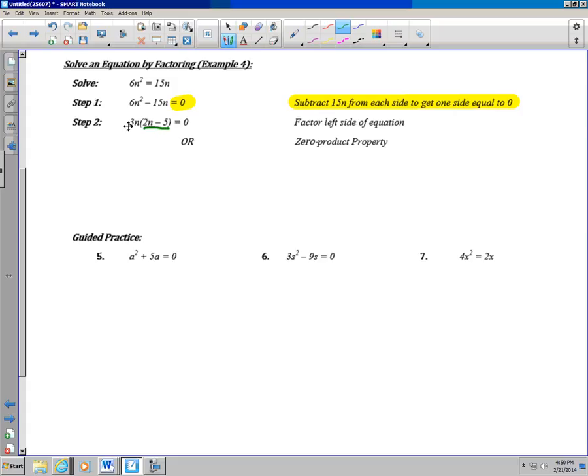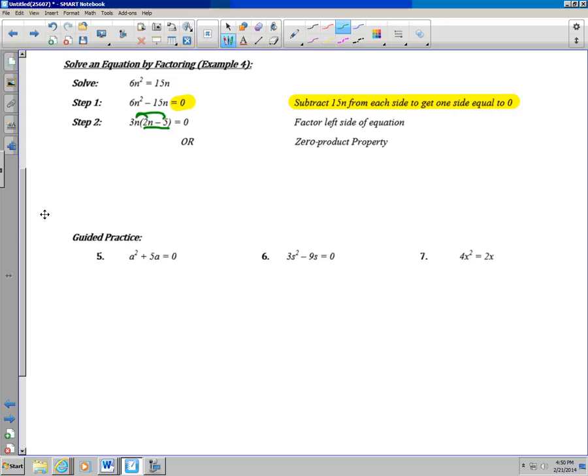Again, do a quick mental check and multiply. 3n times 2n is 6n squared, and 3n times negative 5 is negative 15n. Just to check to make sure you factored correctly. It's always good to check that.